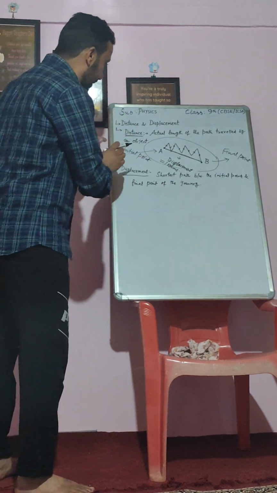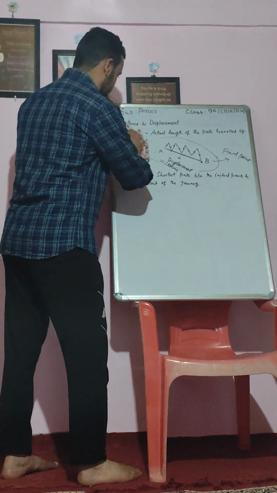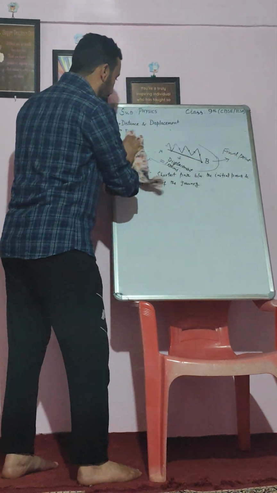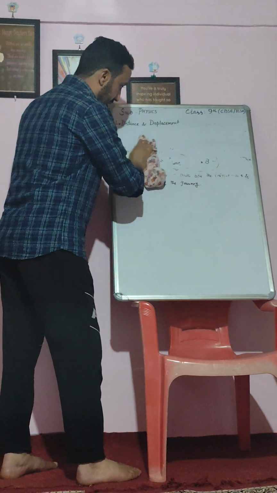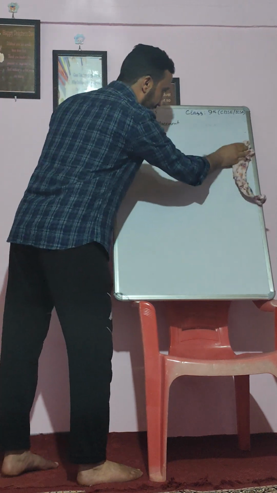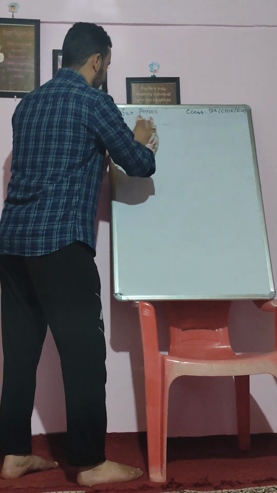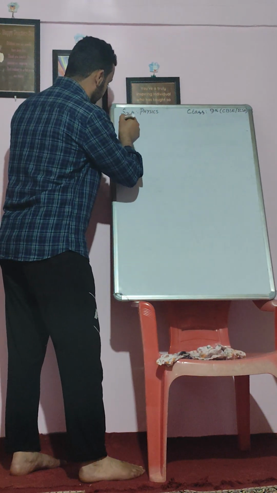Now we will try to understand these two concepts more from an example. Let's try to accurately figure out what actually the distance and displacement is. We will try to understand these two concepts with the help of an example. Yeah, this is the example or numerical.